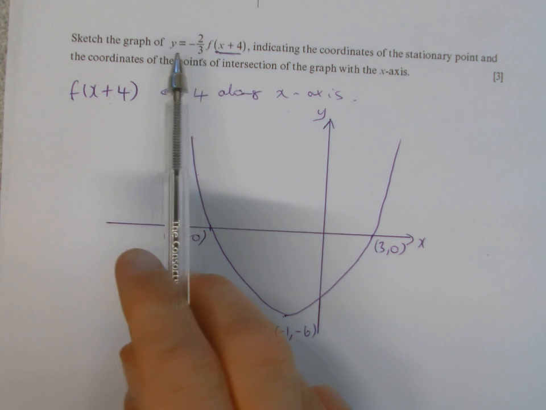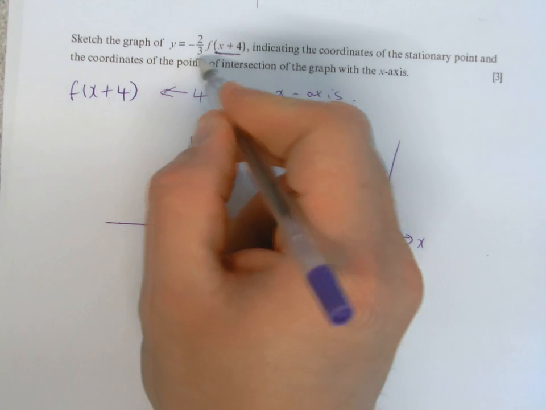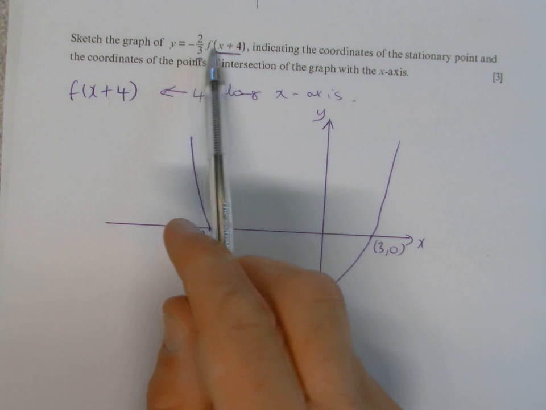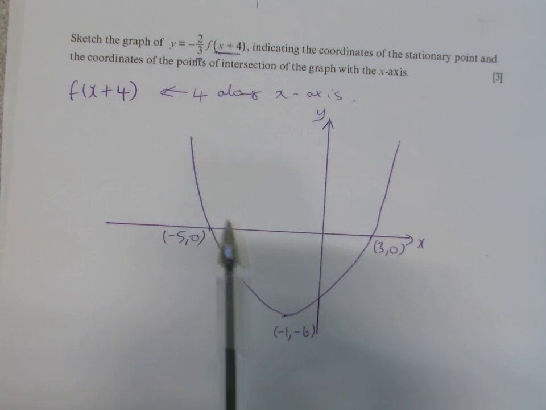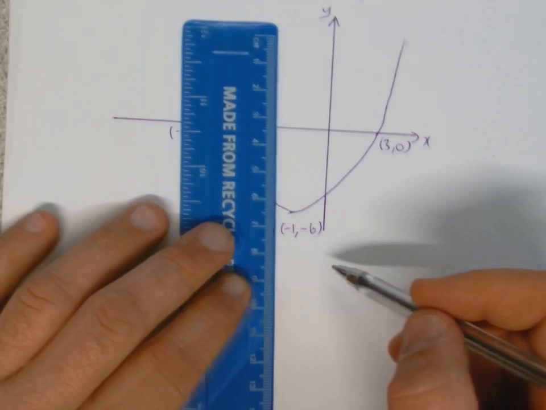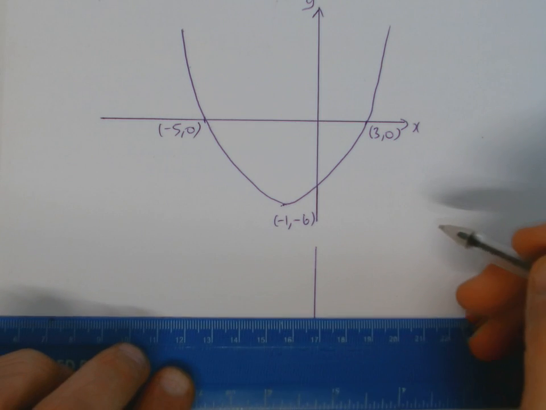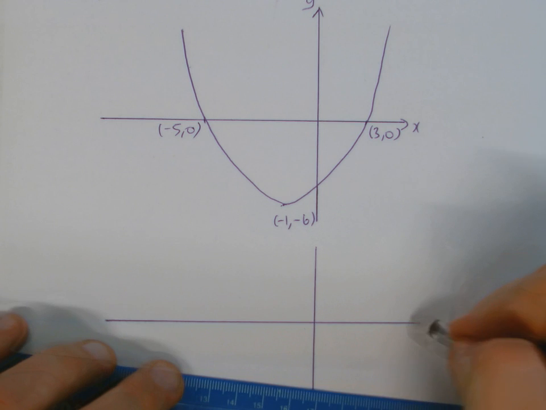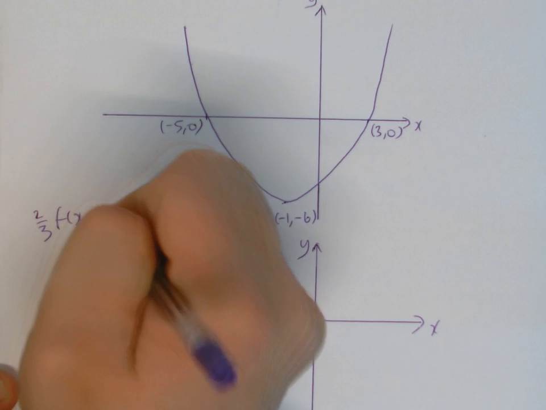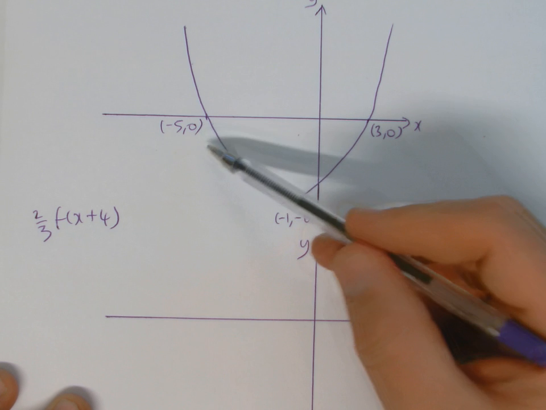Now you can do it all in one go, or we'll do it in stages. I think we'll do it in steps here. We'll first of all focus on the 2/3, and we'll worry about the minus later on. Because you're multiplying f by this, you're actually going to affect the y values. So you're going to times the y values by 2/3. We have our axes again. I'm going to draw 2/3 f of x plus 4. So we're going to use this now, and we're going to multiply f by 2/3, the y values by 2/3.